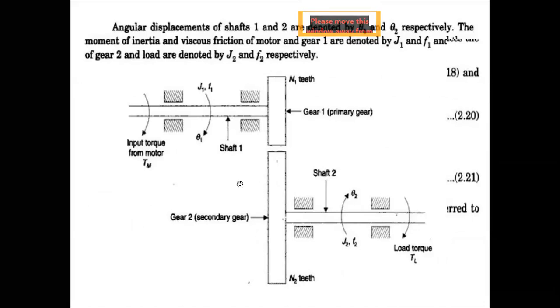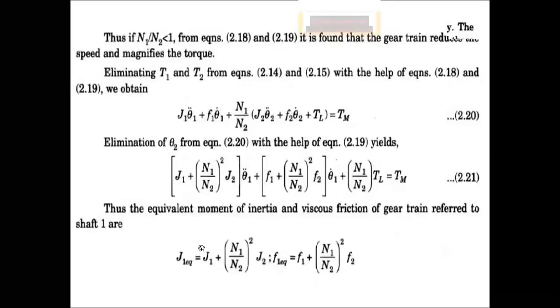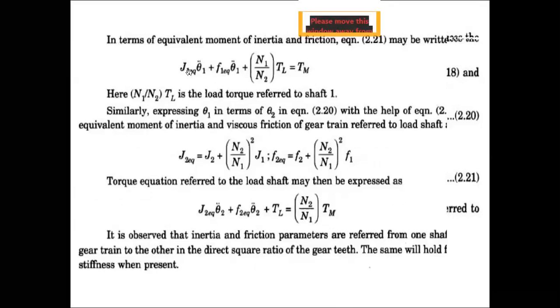That also will be added with J1. So J1 plus the effect because of the secondary shaft. That's what this equation is, which I am calling J1 equivalent. Similarly, the damping effect I am also taking, that is F1 equivalent. If you sum them up, you are going to get this kind of equation. So this equation is representing the differential equation representation of the primary shaft.